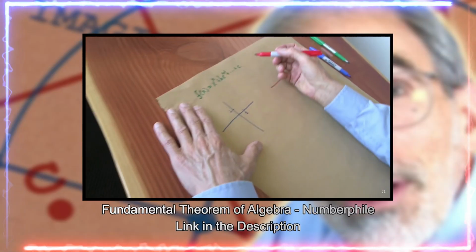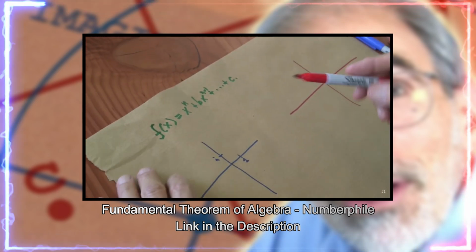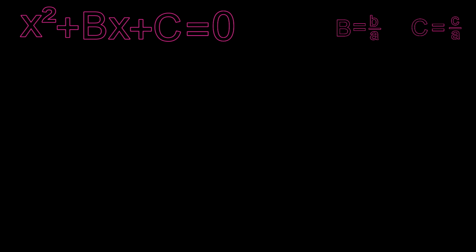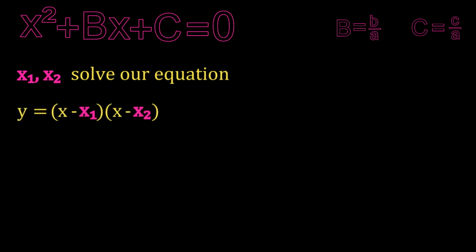There was a Numberphile video on it a while back, and I'll leave a link to that if you want to check it out. Let's suppose that we do have 2 solutions, and we'll call the numbers that satisfy this condition x1 and x2. Now let's look at the equation. y is equal to (x minus x1) times (x minus x2). We'll notice that if we let x equal x1 or x2, then y will be equal to 0. So this equation has the same roots as our original equation.